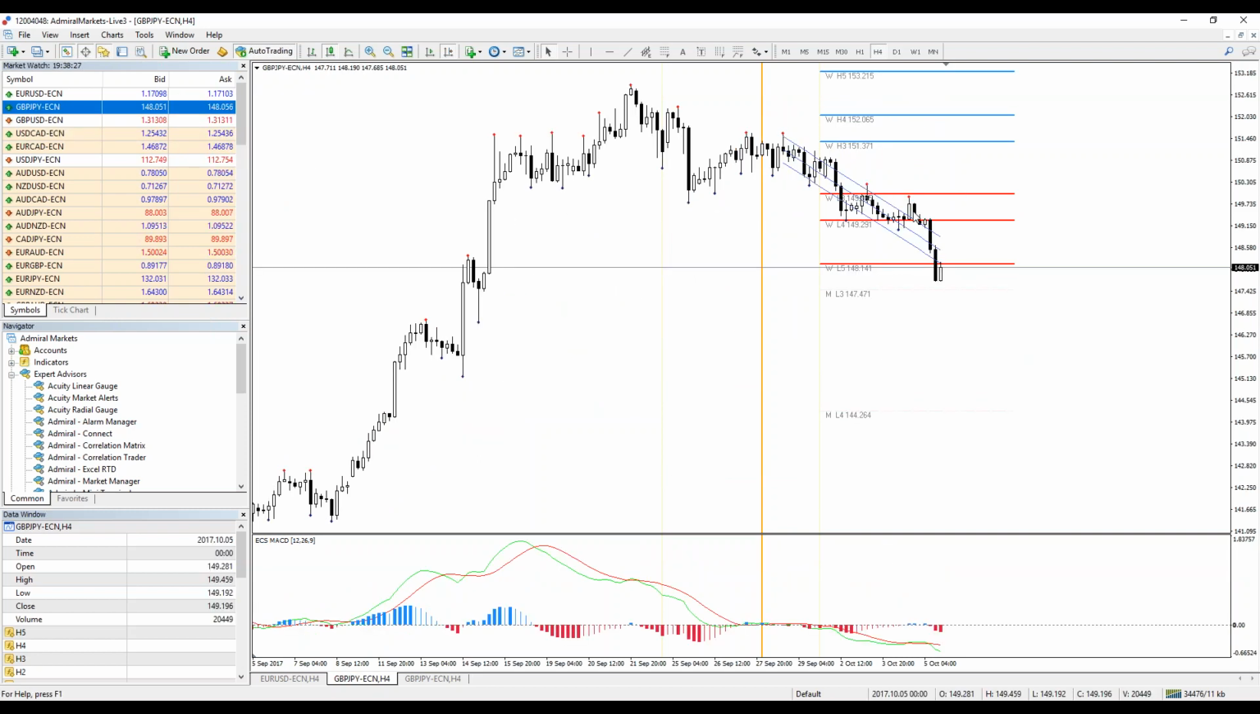And pound yen yesterday, good for 40 pips before it dropped, from the session recap. So a lot of great trades.